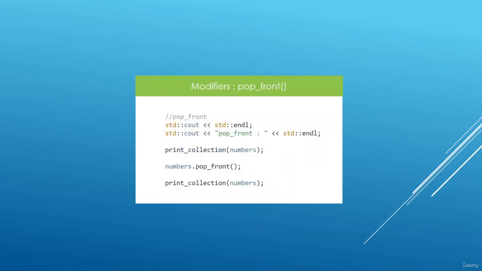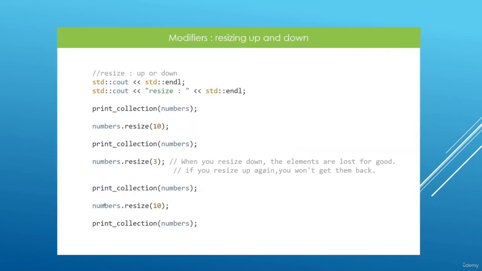It is also possible to pop from the front, so this is going to take an element out of our container. We can resize our container just like we did for the std::deque container. We can resize to 10 here, for example, and this is going to make our container have 10 elements. We can resize down to 3, and if we happen to resize up again to 10, we are not going to get the elements we lost back. You should really know this. So after you resize up again, the other elements are just going to be 0 initialized.